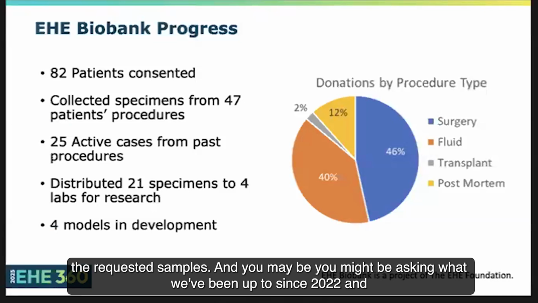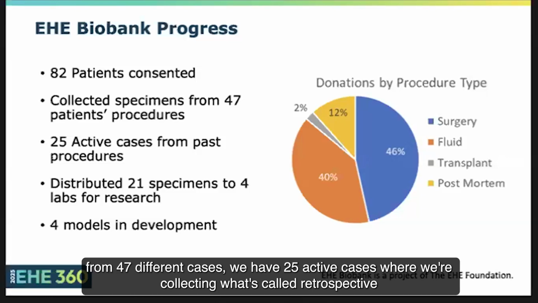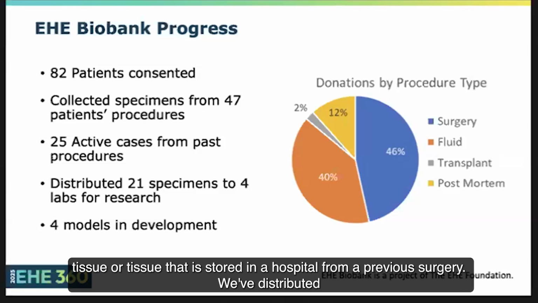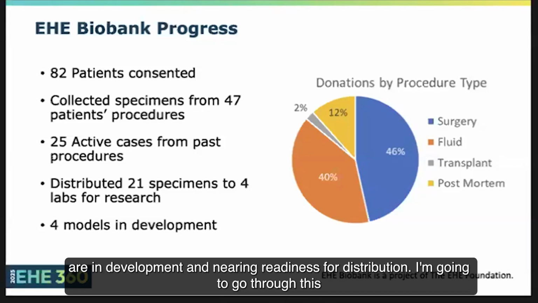And you might be asking what we've been up to since 2022, and a lot. So Patty, and to a much lesser extent, I have consented 82 patients. We've collected tissues from 47 different cases. We have 25 active cases where we're collecting what's called retrospective tissue, or tissue that is stored in a hospital from a previous surgery. We've distributed 21 specimens to 4 different labs. And most excitingly, we have 4 research models that are in development and nearing readiness for distribution.